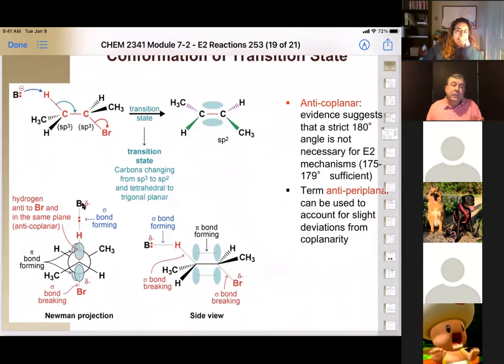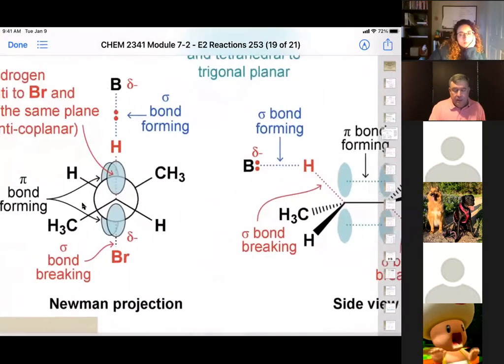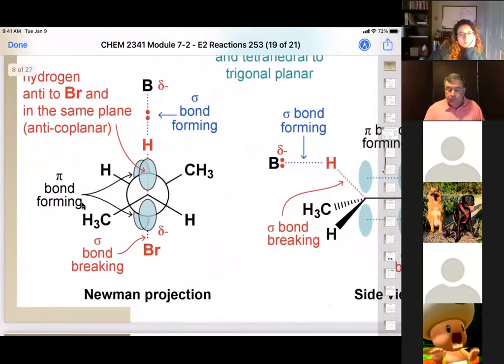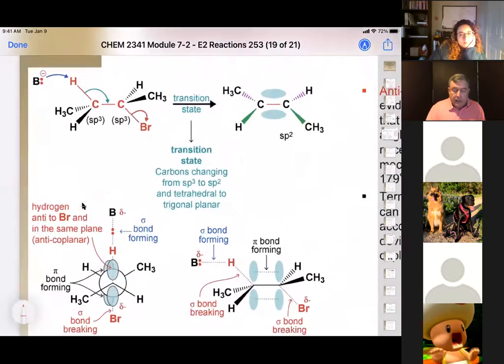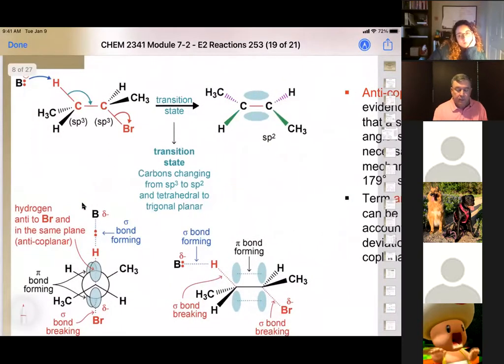And one of the easiest ways to look at that is to look at it as a Newman projection. I said that wrong all day yesterday. Okay, so let me remind you how to convert this into our Newman projection. We're going to be looking down this direction here.